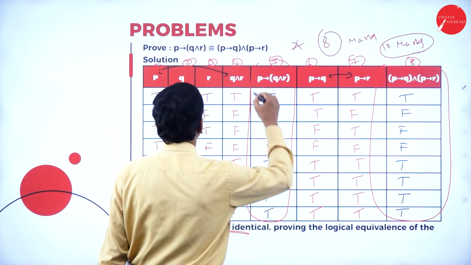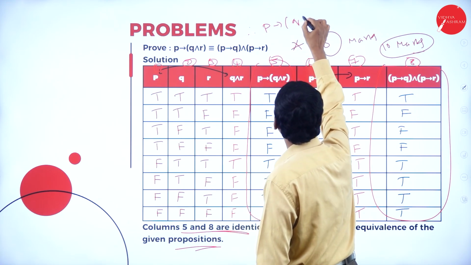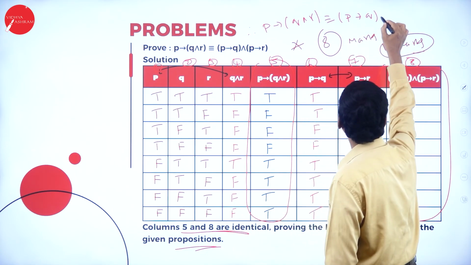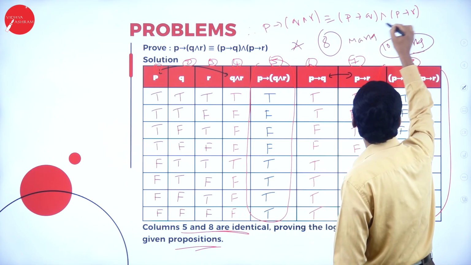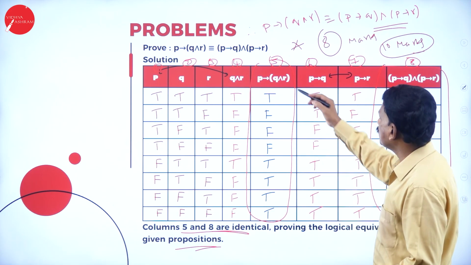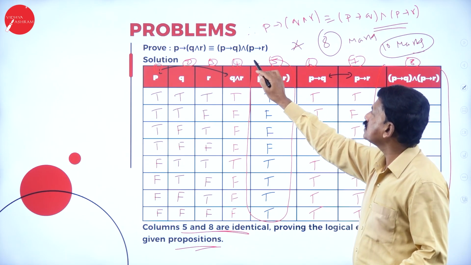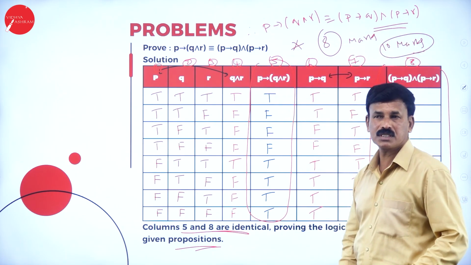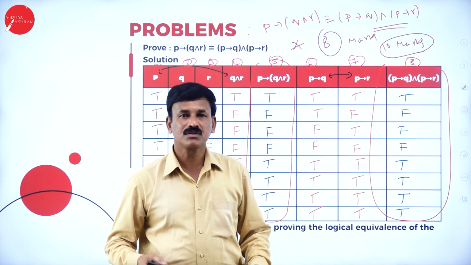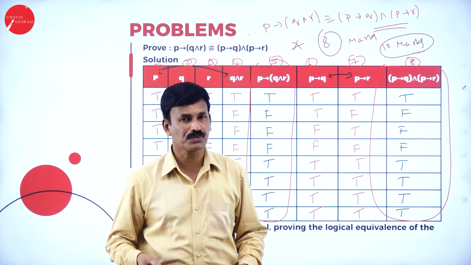Therefore, what is the conclusion? P conditional to Q conjunction R is logically equivalent to P conditional to Q conjunction P conditional to R. That's it. This is how we verify the logical equivalence of the given compound proposition. If you do this much, you will definitely get 8 or 10 marks from this.